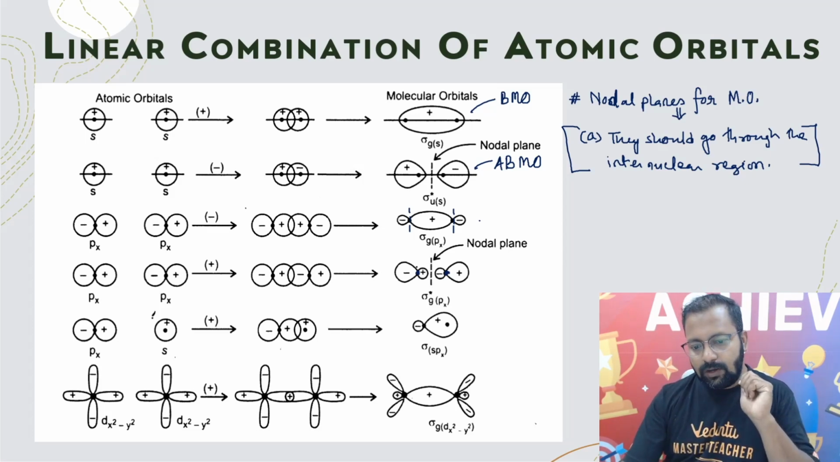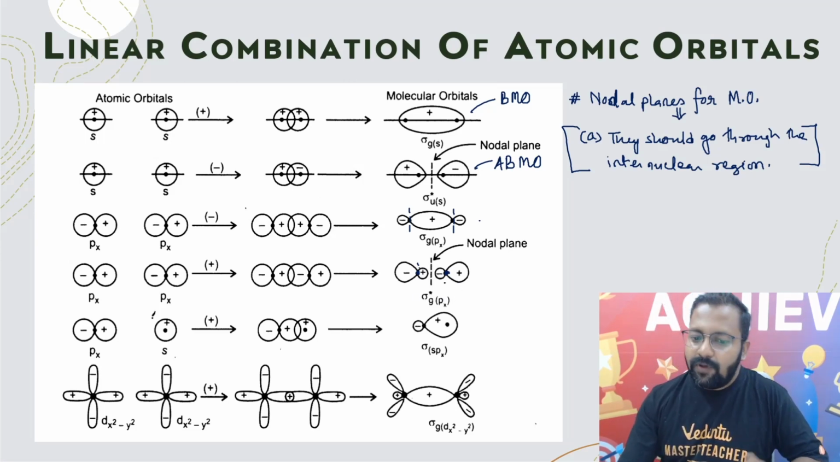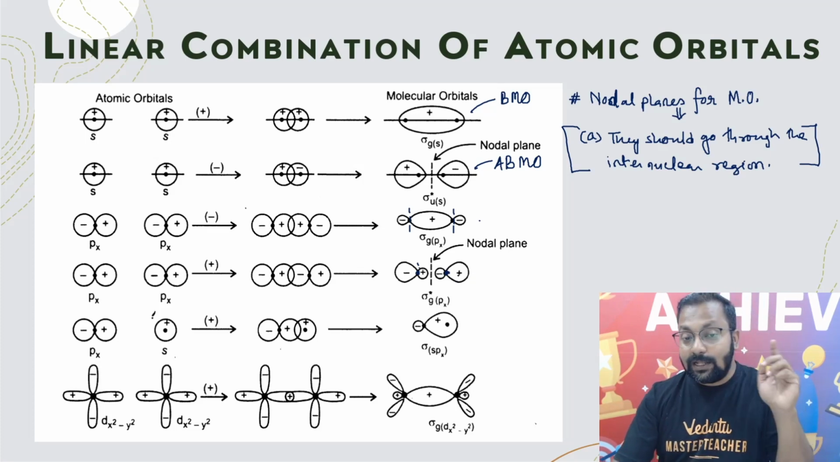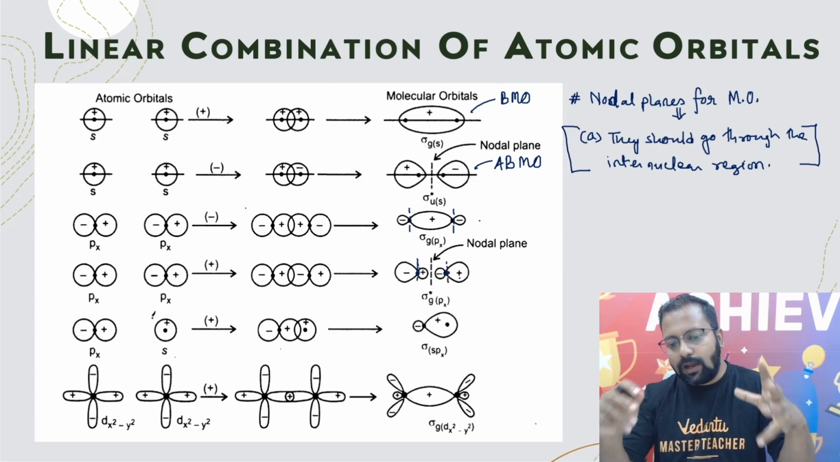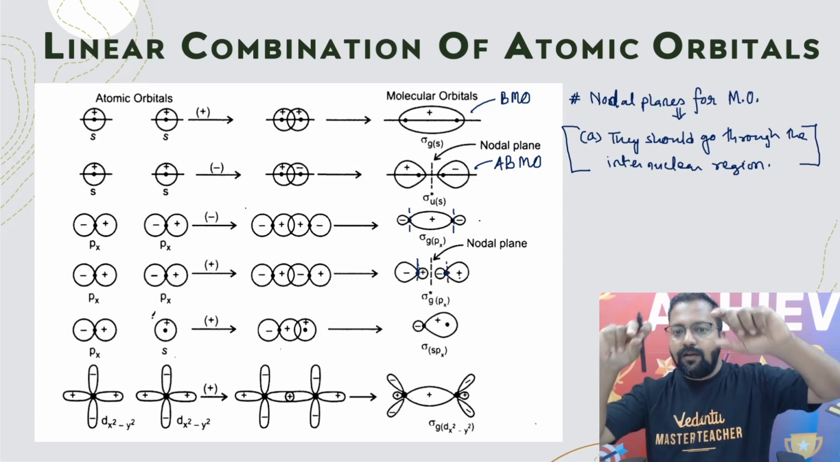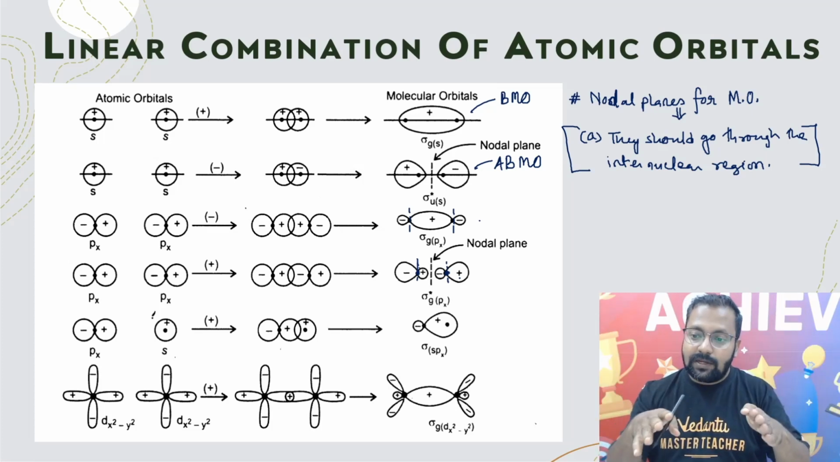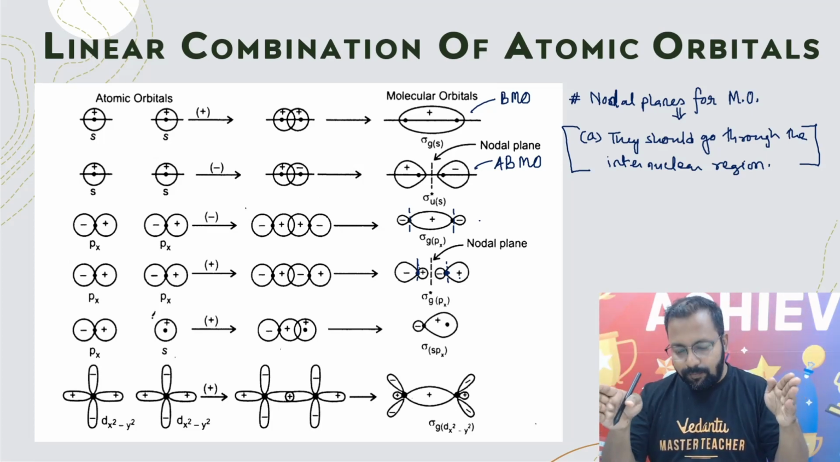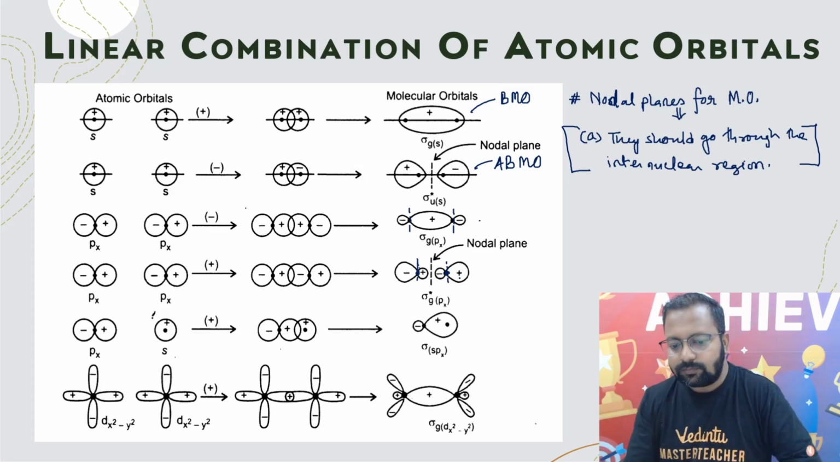So this is a nodal plane, and if you are being asked that sigma star px will have how many nodal planes, you will say that there is only one nodal plane, because this one and this one, though they are going through the nuclei, are not present in the internuclear region. Okay, they should go through the internuclear region.